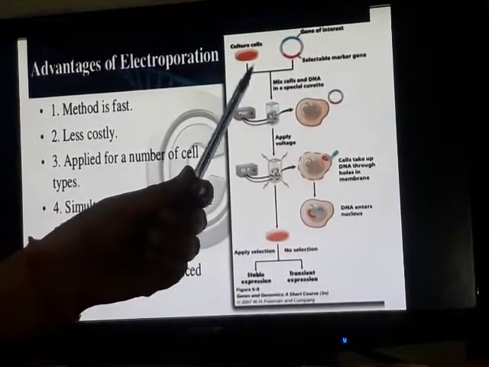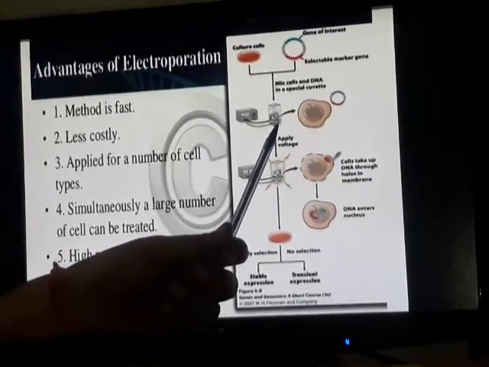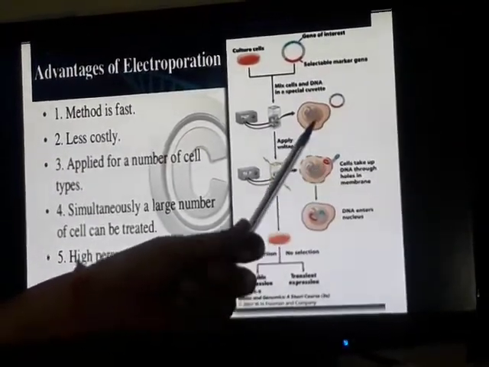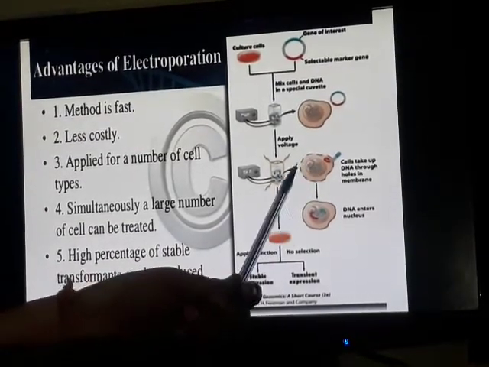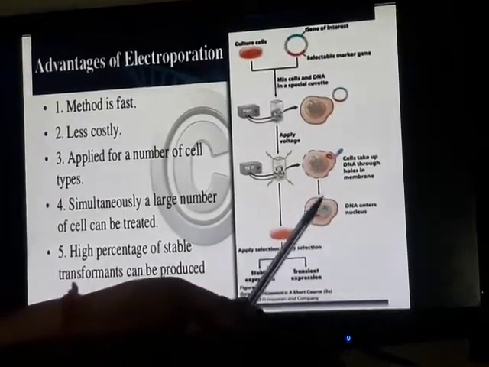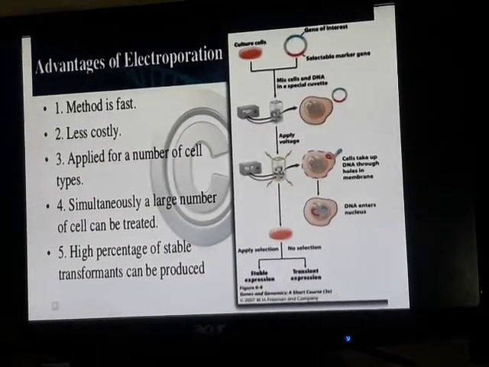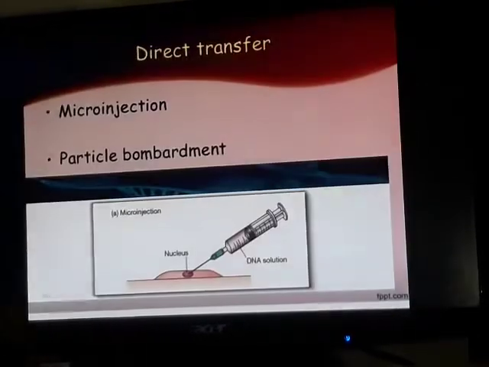You can see here that the cells are being subjected to high electric voltage, and then treated with your foreign DNA, and when the cell membrane becomes very porous, it is able to take up your foreign DNA. So this method is very fast and it is less costly also, and when you screen, many transformants can be produced by this particular method.